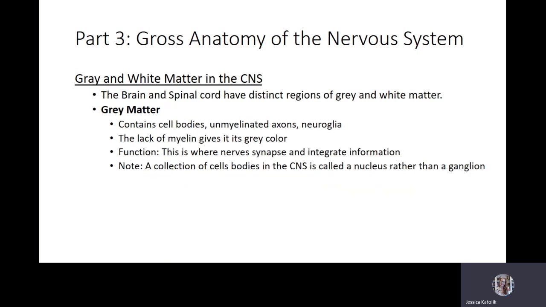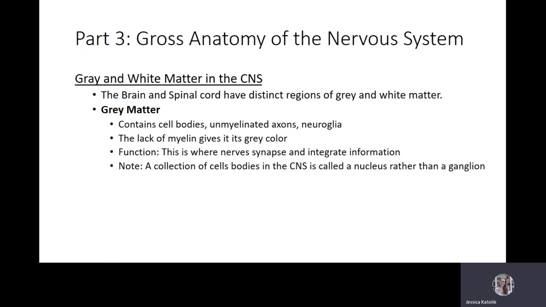Let's talk about gray matter. Oops, it looks like I used the American and the English version of the word gray, but it's essentially the same. Let's talk about what gray matter does. Gray matter is going to contain cell bodies, unmyelinated axons, and neuroglia. When I'm talking about unmyelinated axons, mainly it's going to contain interneurons that are going to be responsible for integrating information and helping with neural circuitry. And it's also going to contain cell bodies.